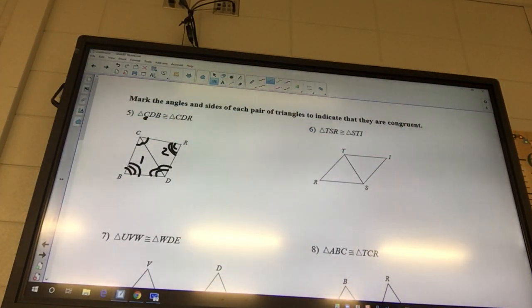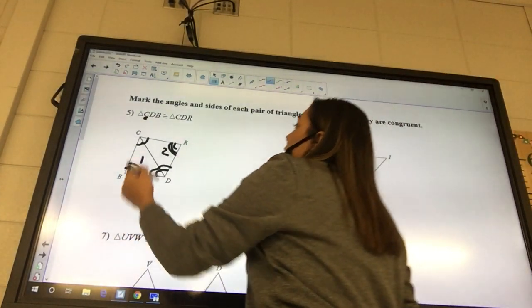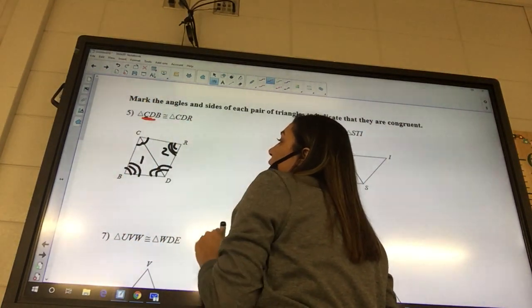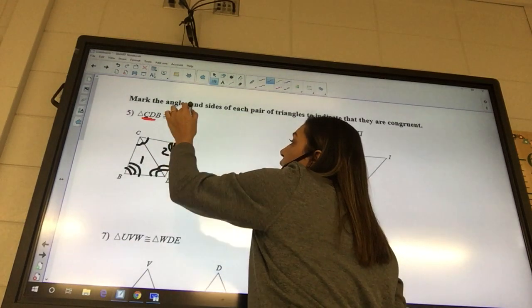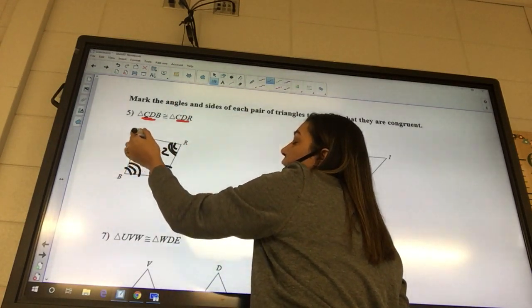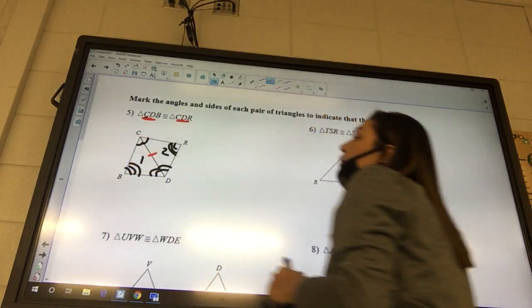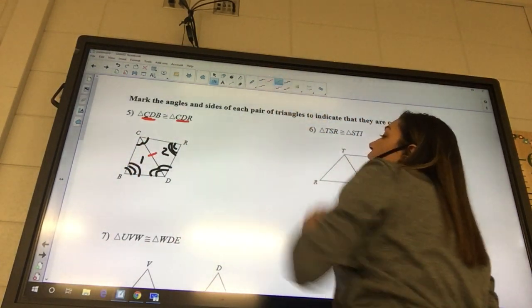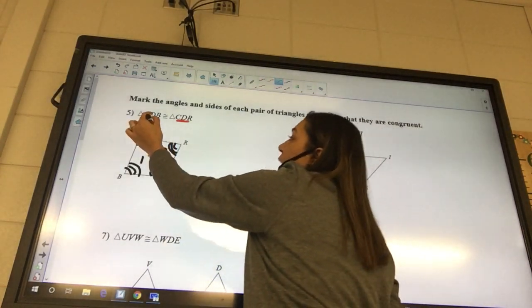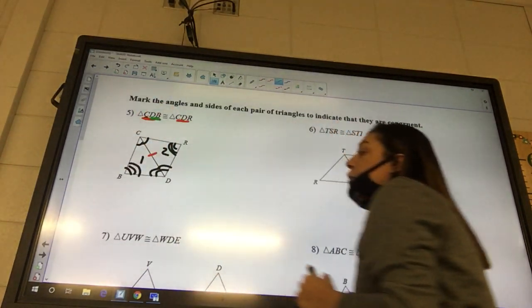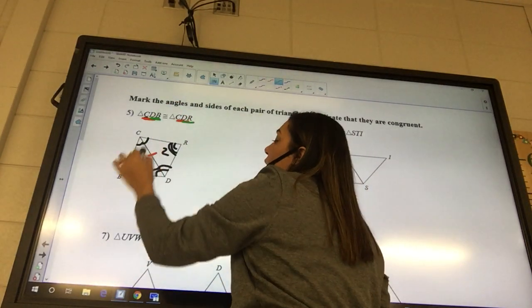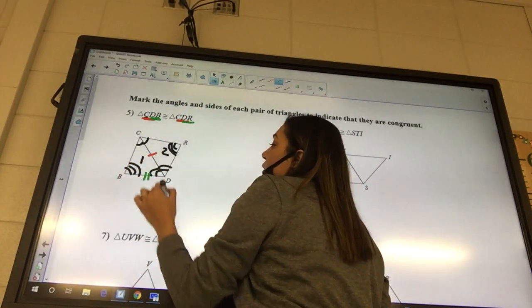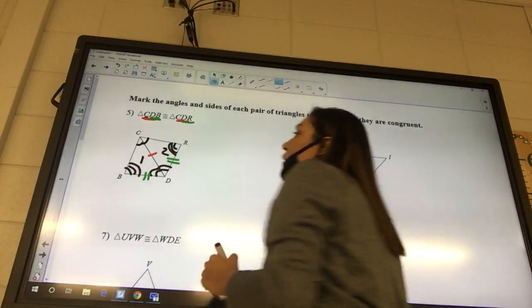Just go through piece by piece. CD is congruent to what? CD. And that is this middle one. Then we can look at the second and third spot. DB is congruent to what? DR. DB is going to get 2, and DR is going to get 2.